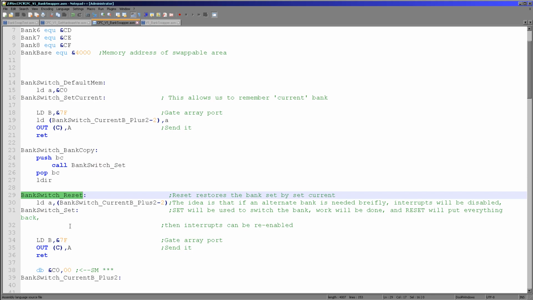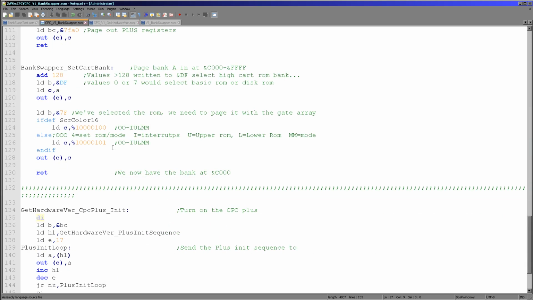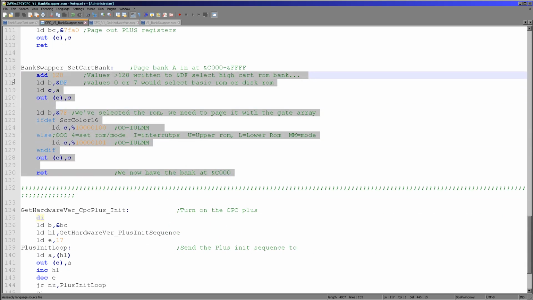And this was used in Chibi Akumas, where set current would be used for the main bank that's in use by the code. But if you needed to quickly switch in something like the music for the interrupts, you would stop the interrupts, use set, play your music, use reset, resume your code, and everything would carry on as it was. And finally, we have our cartridge bank options here.